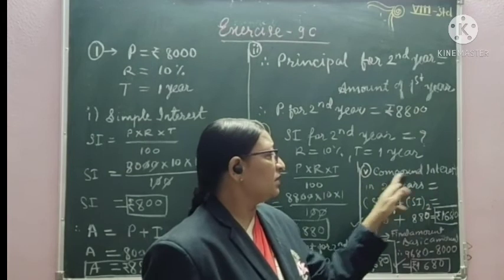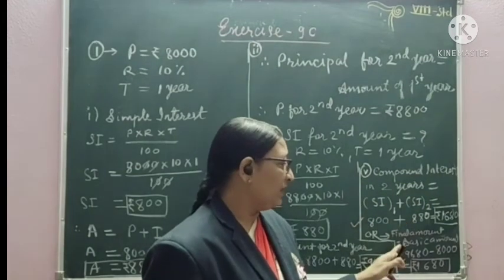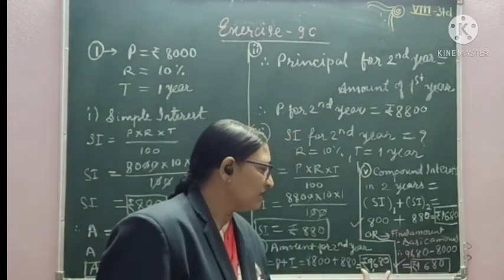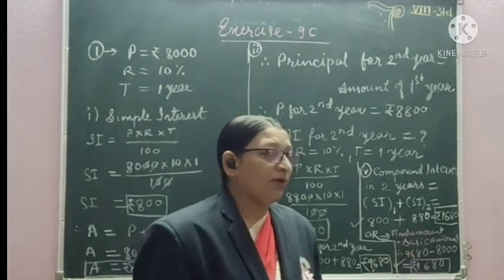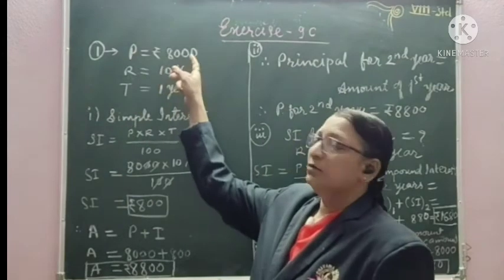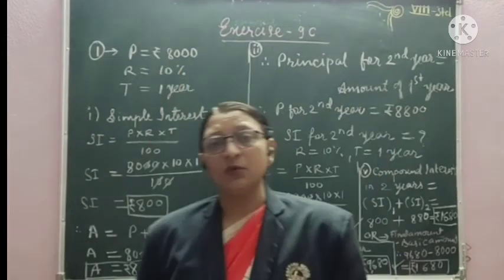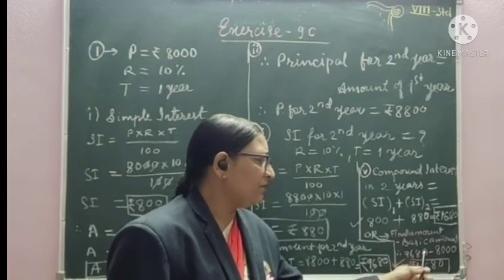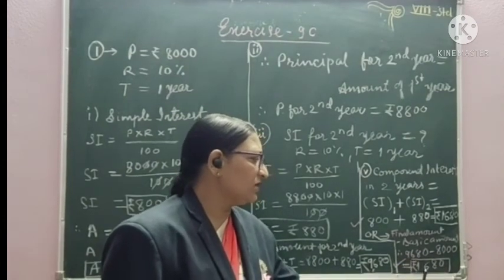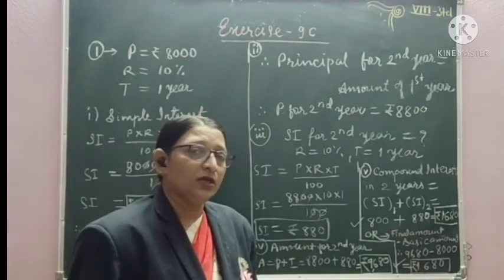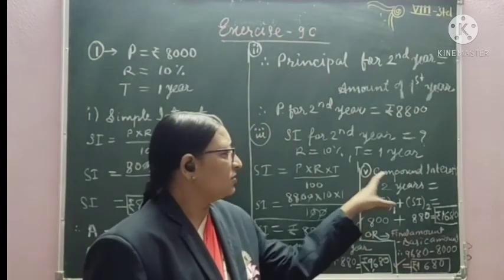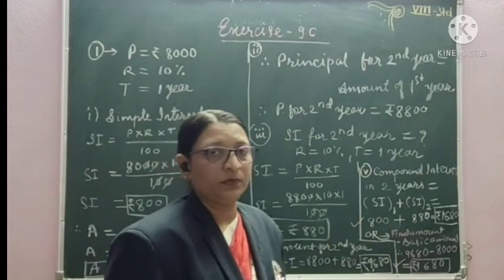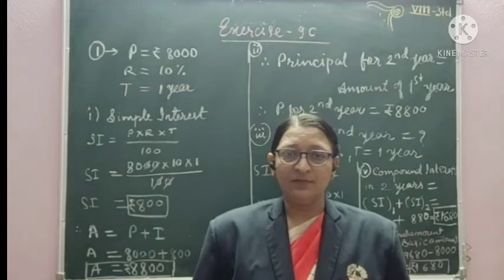Or you can calculate from the final amount and the initial principal. Therefore, compound interest in 2 years can be calculated as final amount minus basic amount. Final amount here we got 9,680 rupees, and from that we will subtract the basic principal given in the question, that is 8,000 rupees. So 9,680 minus 8,000 is equal to rupees 1,680. You can make your choice for getting the answer of this question by any of these methods. So let's move to the next example.